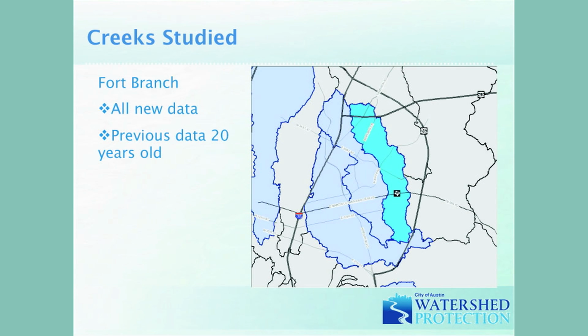Fort Branch Creek, again right here is Boggy Creek. And then 2 over there, this is Fort Branch Creek right here. Again, MLK, almost to 183 right there. It runs from 290 all the way down to where it hits 183 again. Where's Airport Boulevard in that? Airport Boulevard is right here. Fort Branch, again, all new data. Why? Because the data was, in some cases, 20 years old. It needed to be updated.